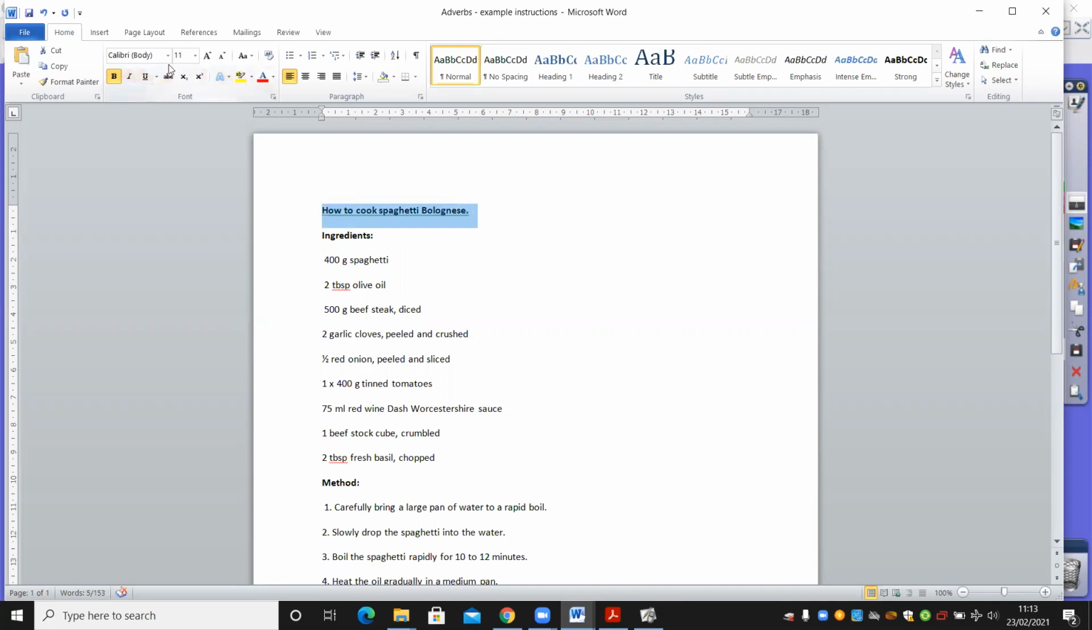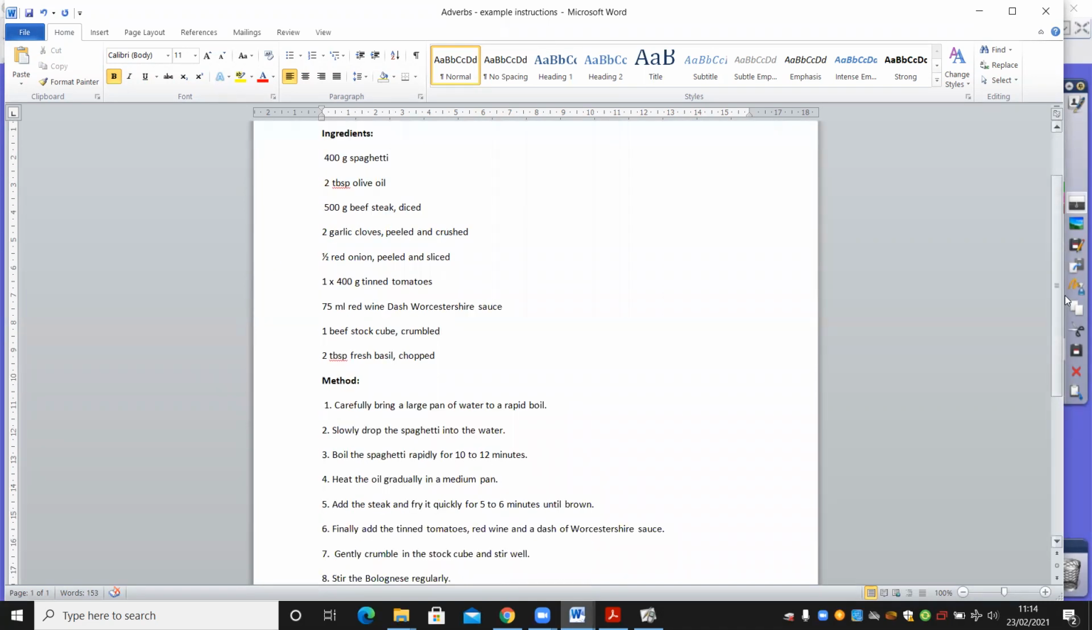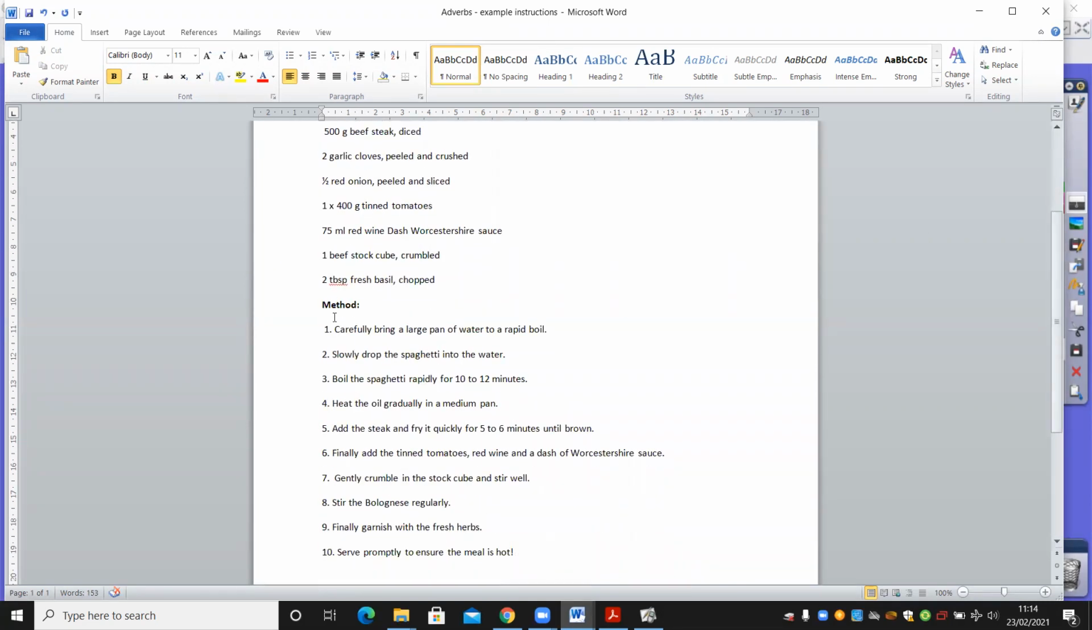We know that every single set of instructions must have a title. It should also have the list of things that we need, or if it's a recipe, the ingredients. And then we also must have the method, which is telling us the steps of how to create something. So in this instance, it's the method.